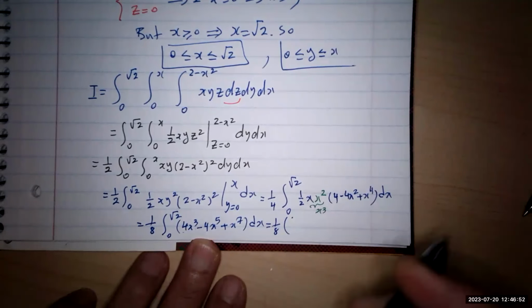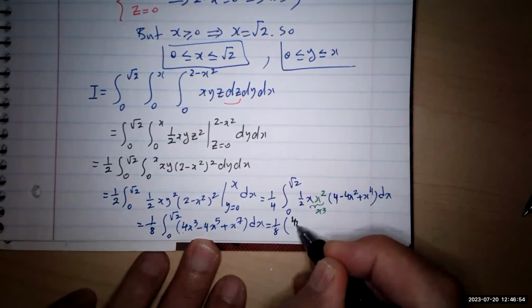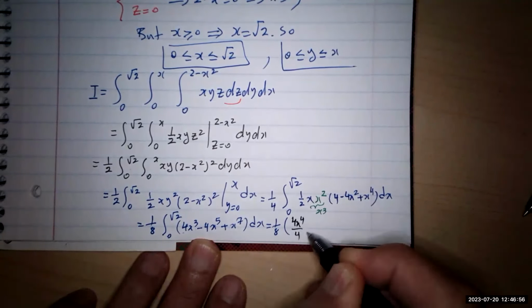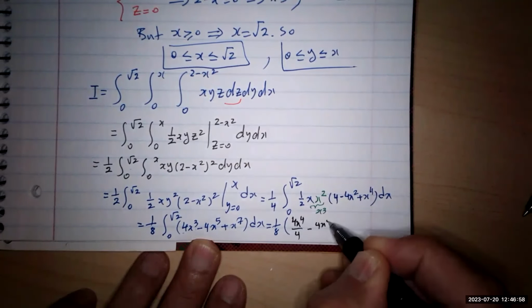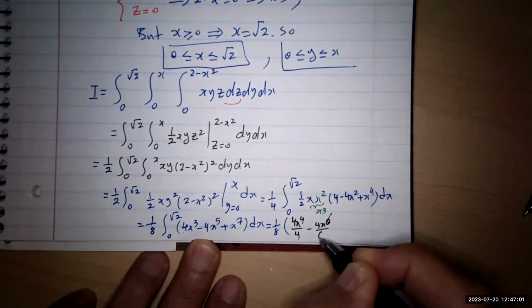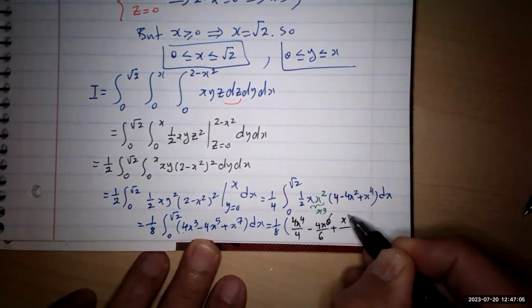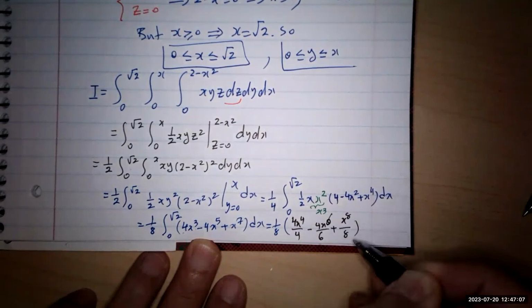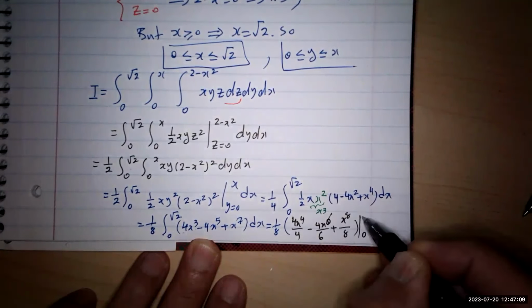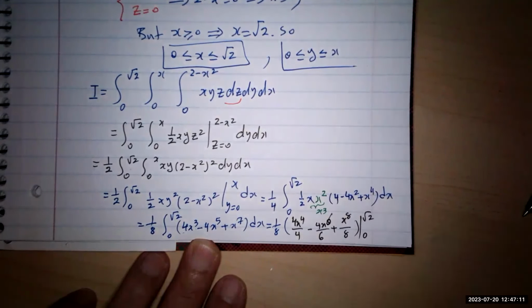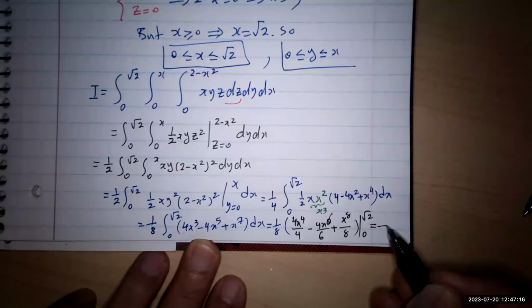4x to the fourth over 4, the first one, minus 4x to the sixth over 6, and plus x to the eighth over 8, to be evaluated from 0 to radical 2. If you put 0, we get nothing. If you put the radical 2 and simplify, do it for yourself, the answer would be 1/6.